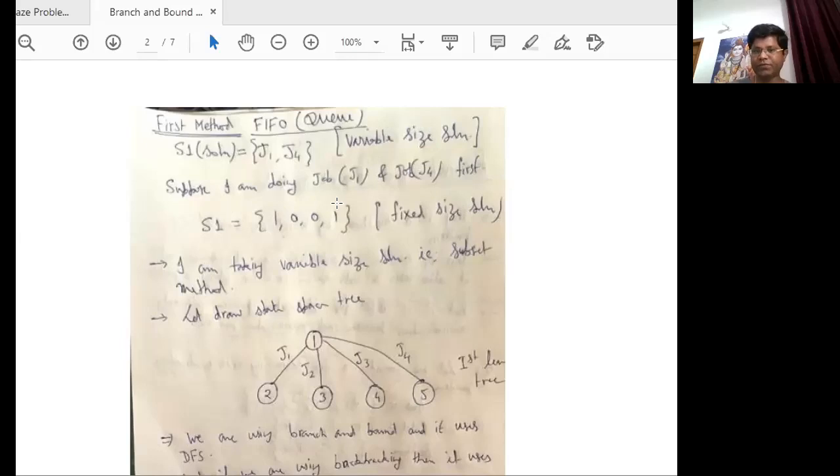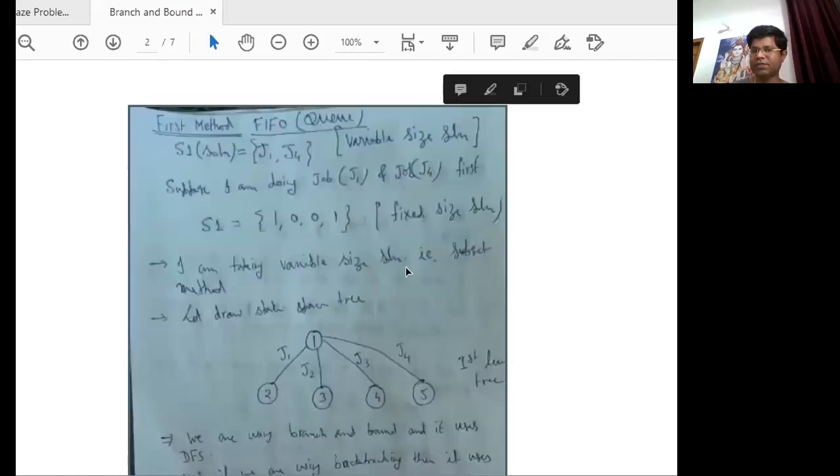Suppose I am doing job J1 and then I am doing job J4. Another way of writing this is J1, J4 as 1, 0, 0, 1, because we are only doing job 1 and job 4. So the rest, job 2 and job 3, become 0. We are not doing those jobs. If we write like this, then this is called a fixed size solution. So now I am taking the variable size solution.